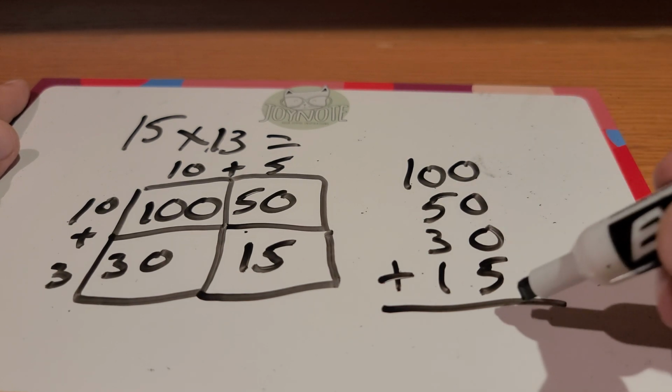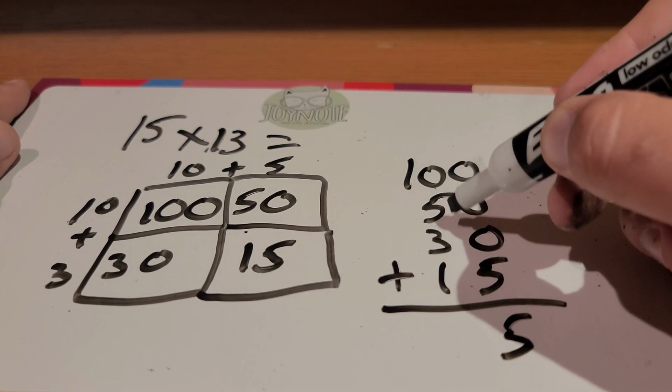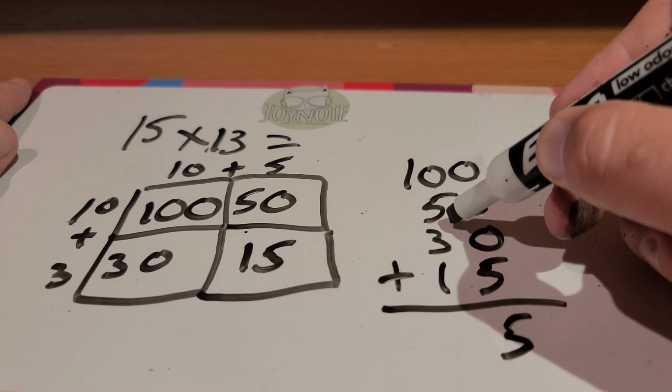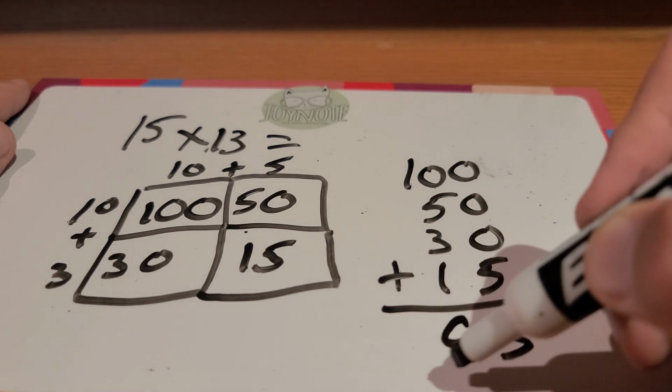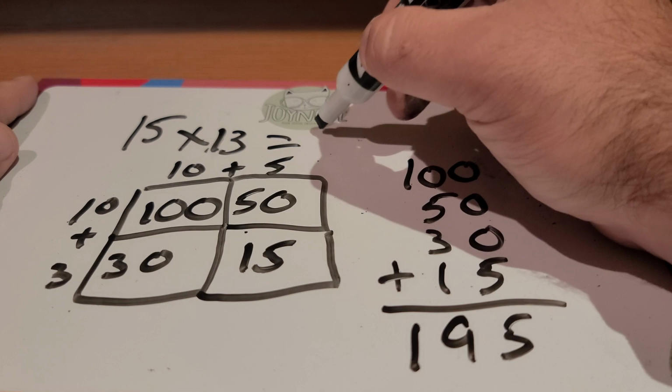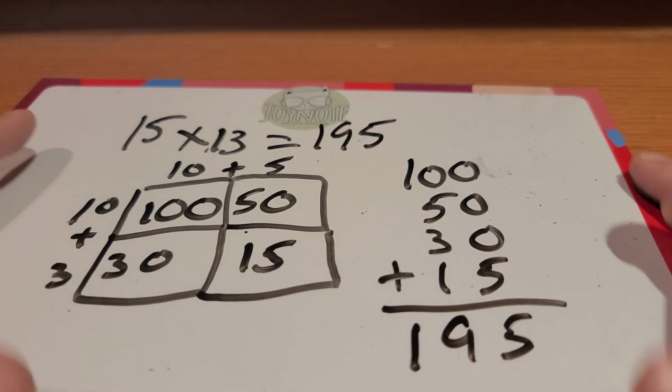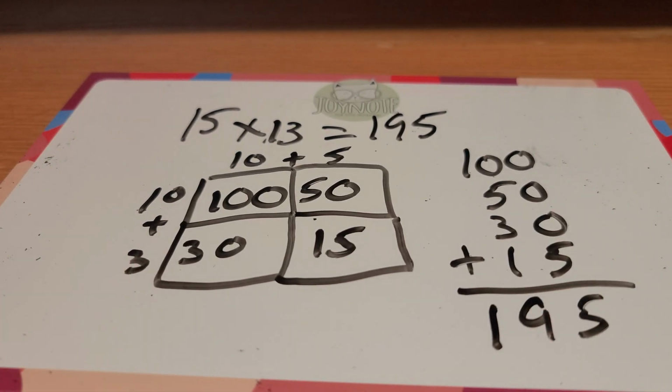5 plus 0 is 5. 5 plus 3 is 8. 8 plus 1 is 9. 1 plus nothing is 1. Our answer is 195. So that is the box method.